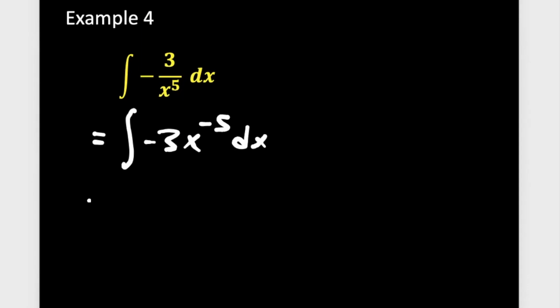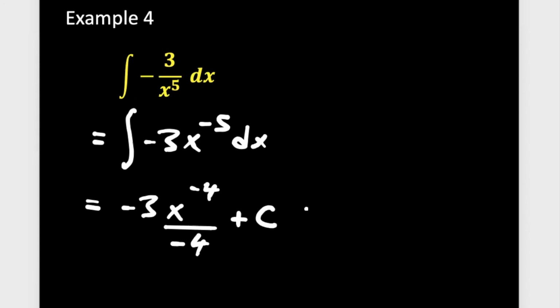Now, what is negative 5 plus 1? Negative 4. But whatever you have as your new exponent, you divide by that value as well. Don't forget the c. And now we're just off to the races in terms of finishing this video.